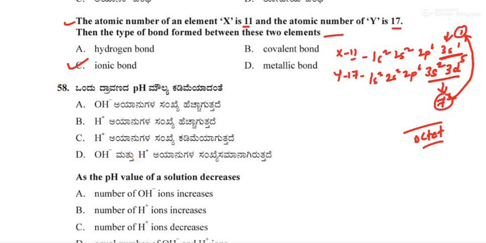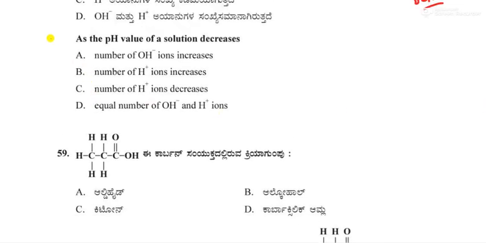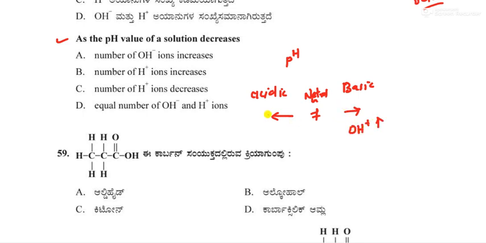Yes, next is question number 58. As the pH value of a solution decreases, what happens? See, acidic, basic and neutral depends upon the pH. If pH is 7, it is neutral. Less than 7 is acidic, more than 7 is basic. In basic, OH content is high, and in acidic, H content is high. H plus ion content is high. OH minus, sorry, not OH plus.